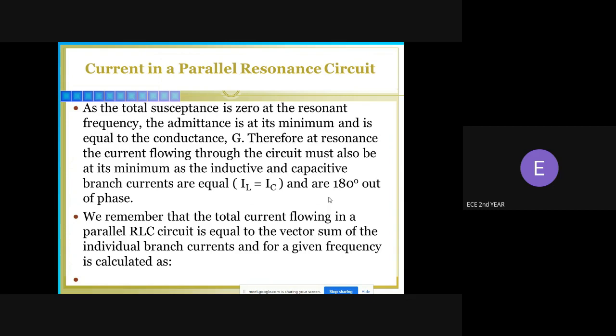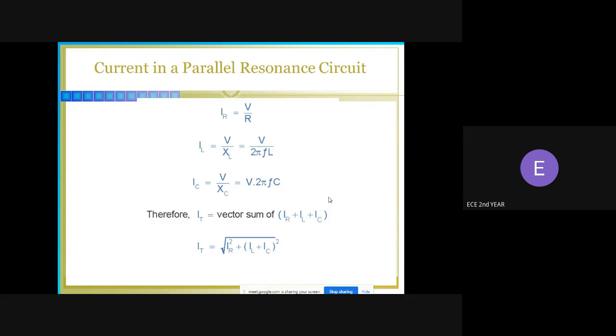We remember that the total current flowing in a parallel RLC circuit is equal to the vector sum of the individual branch currents for a given frequency. It's calculated: IR equal to V by R, IL equal to V by XL, and IC equal to V by XC. So we need to find out the total current IT equal to the vector sum of IR plus IL plus IC, that is equal to root of IR square plus (IL minus IC) the whole square.